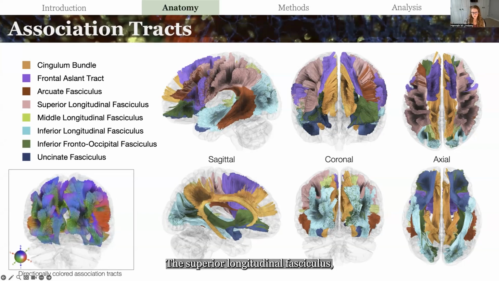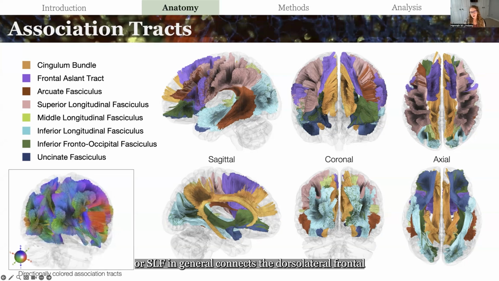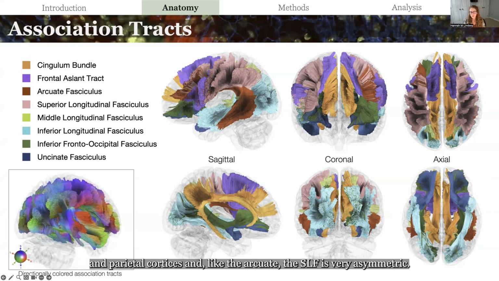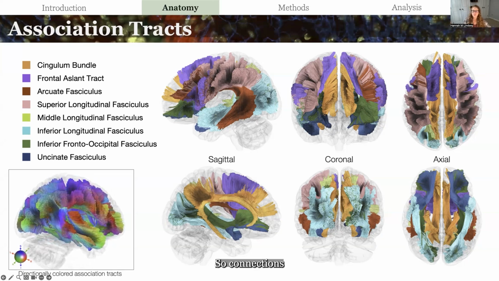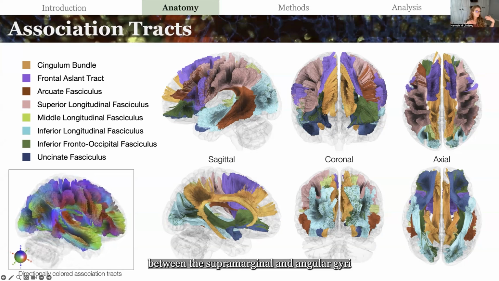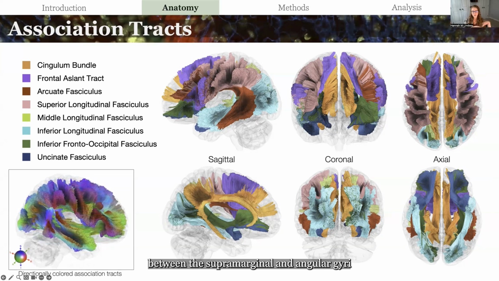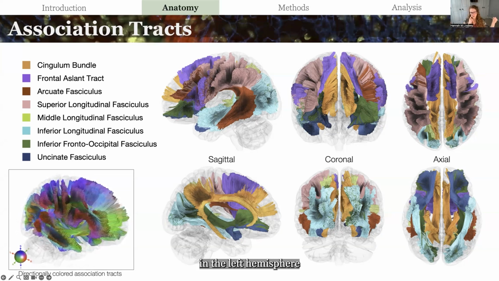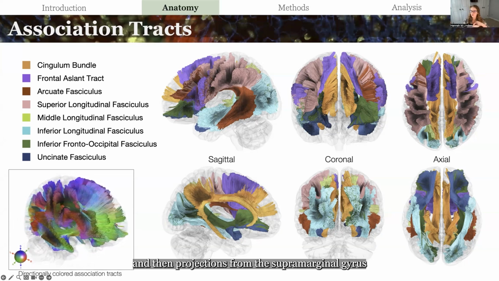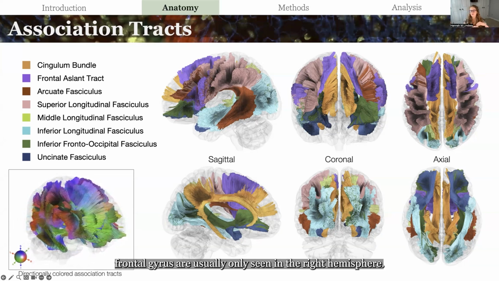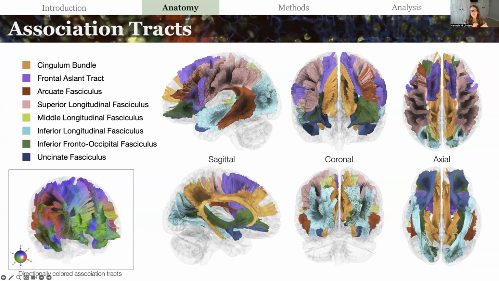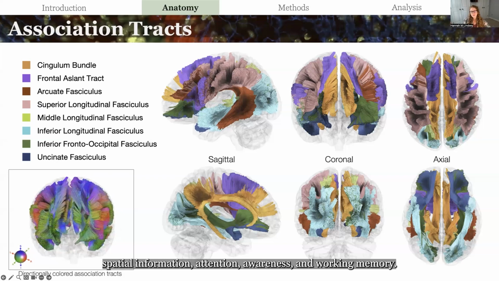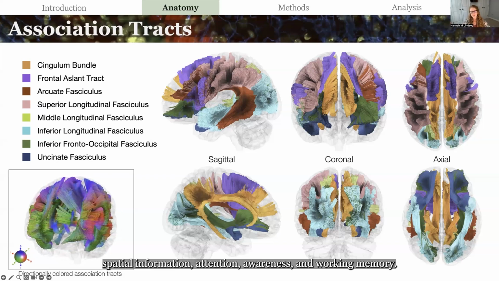The superior longitudinal fasciculus, or SLF, in general connects the dorsolateral frontal and parietal cortices, and like the arcuate, the SLF is very asymmetric. Connections between the supramarginal and angular gyri with the dorsal precentral and middle frontal gyri are only seen in the left hemisphere, and projections from the supramarginal gyrus to the inferior frontal gyrus are usually only seen in the right hemisphere. The SLF supports efficient processing of visual, spatial, and audiospatial information, attention, awareness, and working memory.